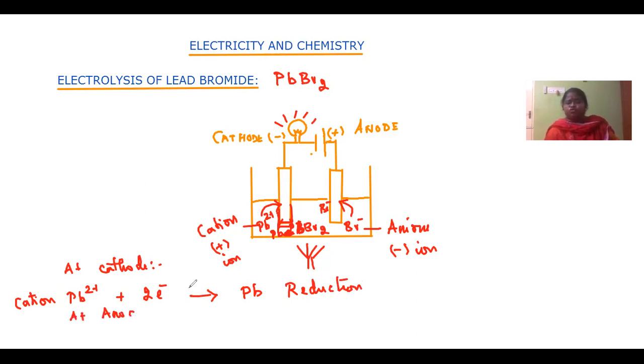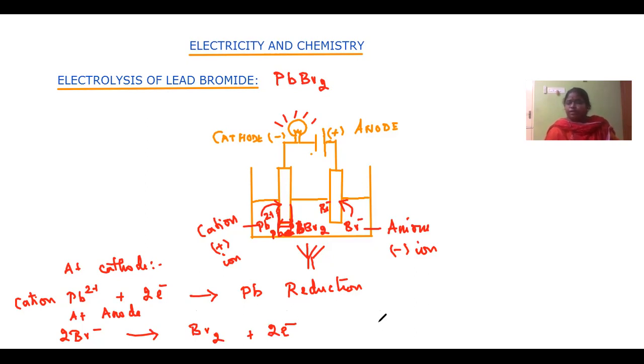Now at the anode, the anion moves towards the anode, I said. So Br-, when it becomes an atom or molecule, it is a diatomic molecule, Br2. Bromine is a diatomic molecule. So we have to take 2 Br-, which lose their electrons. How many electrons do they lose? 2 electrons, so that you get the bromine molecule, Br2.